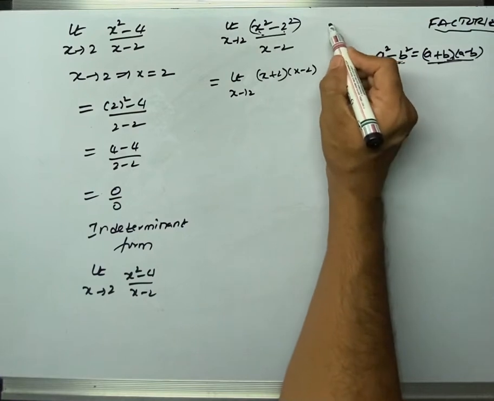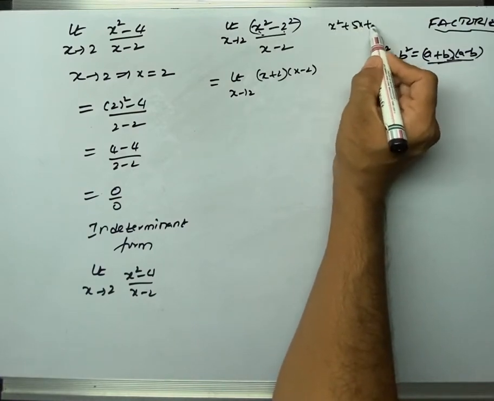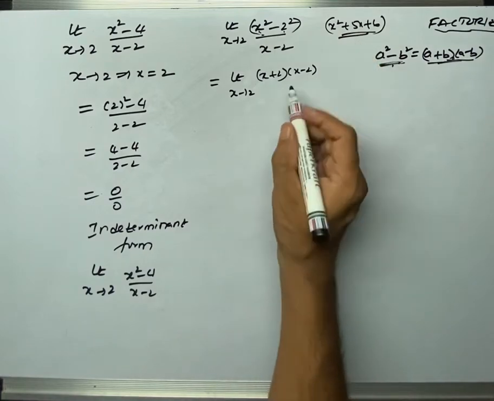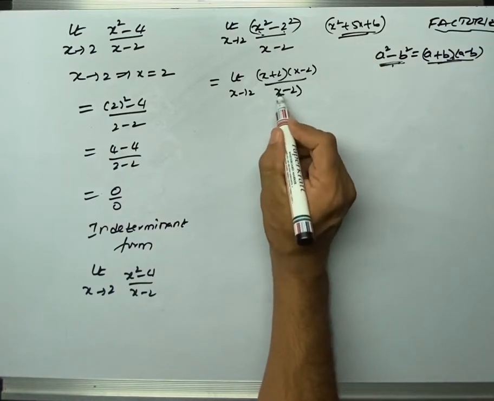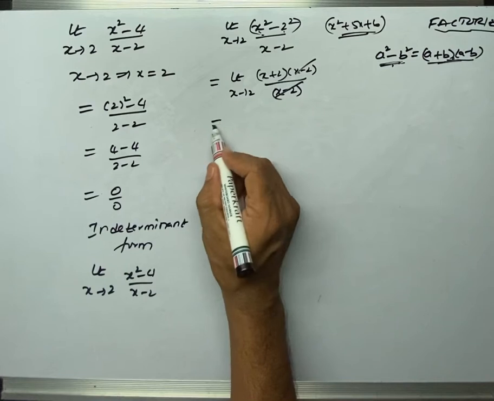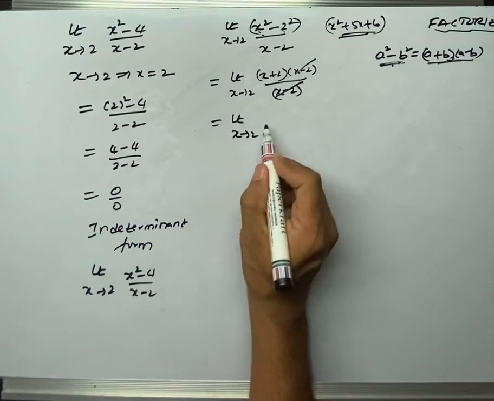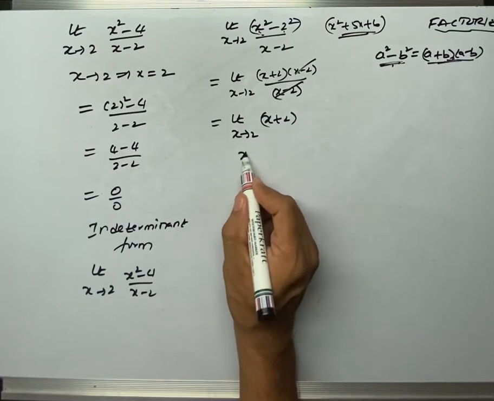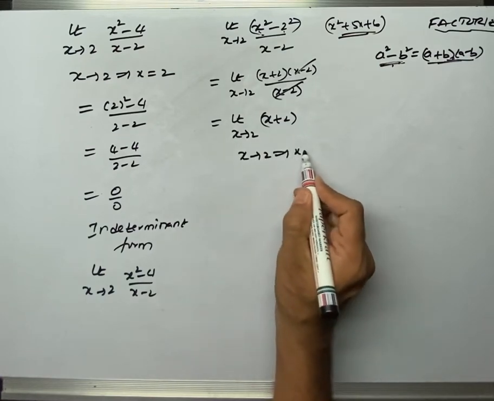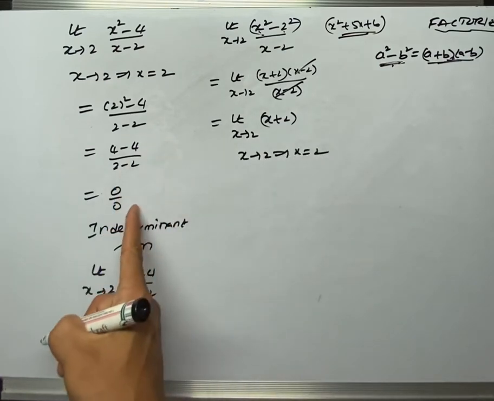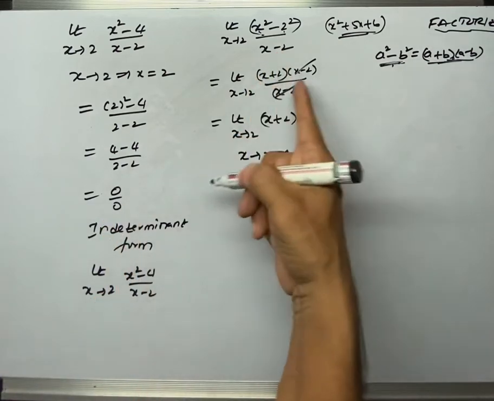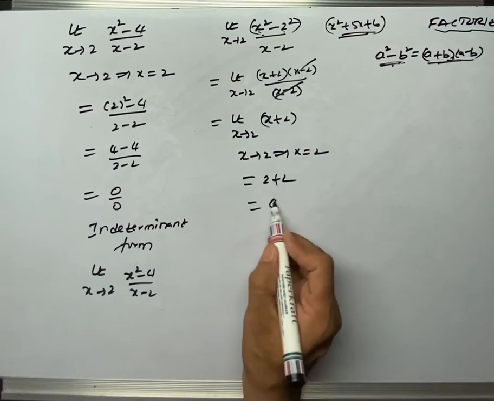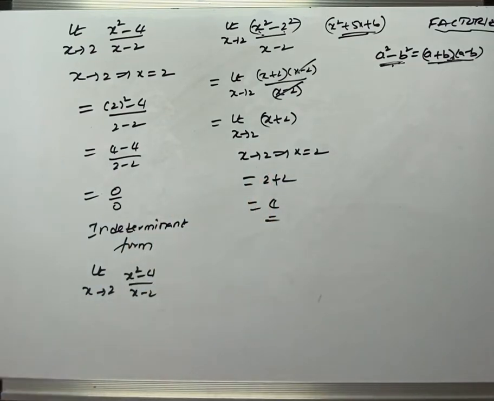Sometimes you will get a question like x square plus 5x plus 6. This time we have to do factorization and get the answer. Now there is no need of further factorization, we cancel this common factor. Then again we write x tends to 2, x plus 2. Now we can substitute the value directly. Earlier direct substitution gave 0 by 0, but after factorizing and cancelling, we will not get any 0 by 0 form. Check this one. Now check one more problem.